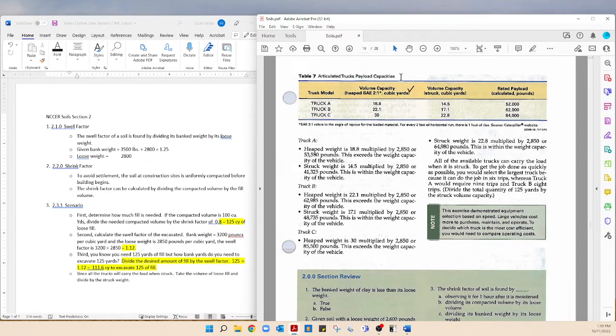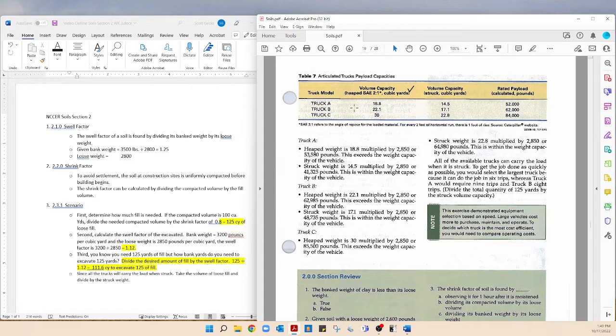Look at this table. So this is what you're given. You're given a truck model, truck A, B, and C. You're given the volume that this truck will hold. This one will hold 30 cubic yards. This one's 22, and this one is at 19. So you have the volume capacity heaped.